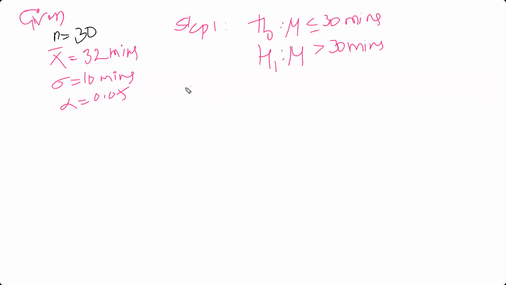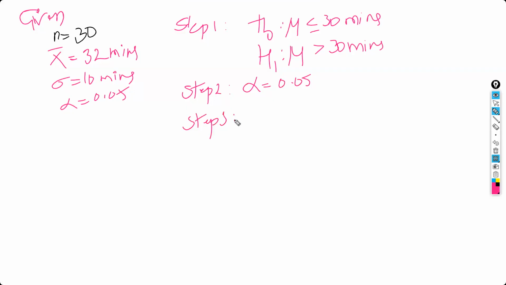Okay. Next, step 2. What is the step 2? Level of significance. What is the level of significance? 0.05. Because why? It was given in the question itself directly. Next, step 3.